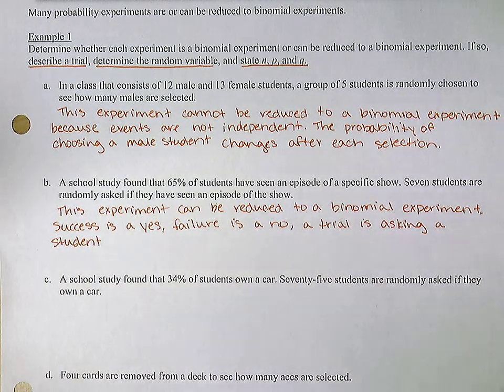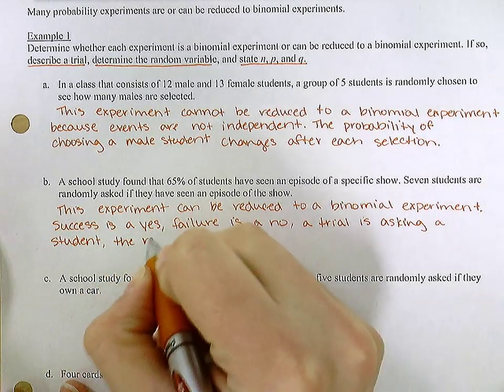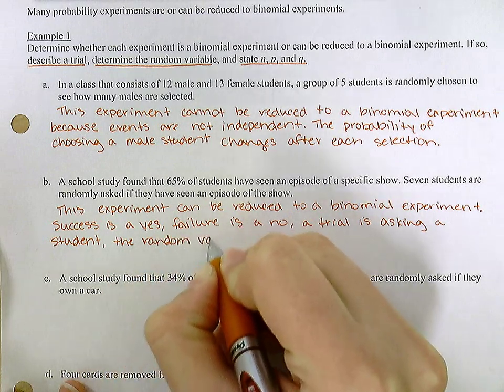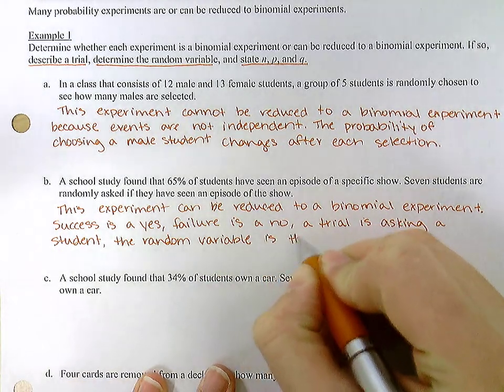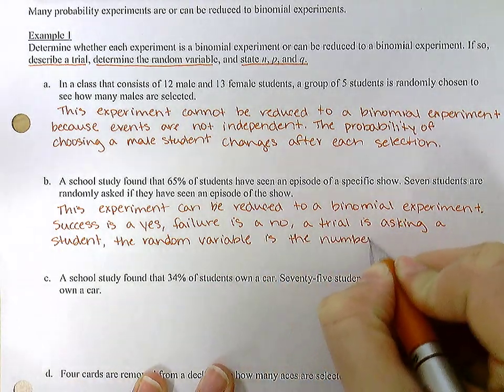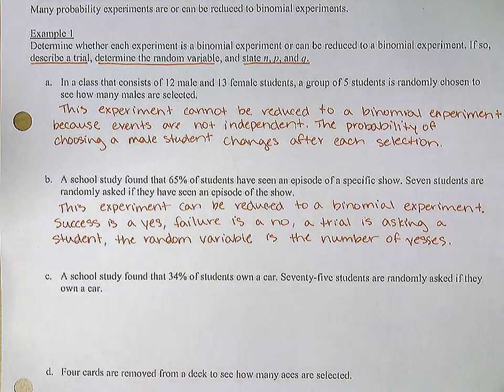And then we need the random variable. The random variable is the number of yeses. Okay, so I have what a success is, what the failure is, what the trial is. It's just asking the student that question. And then your random variable is the number of yeses that you get. So last thing I need for this is to state N, P, and Q.